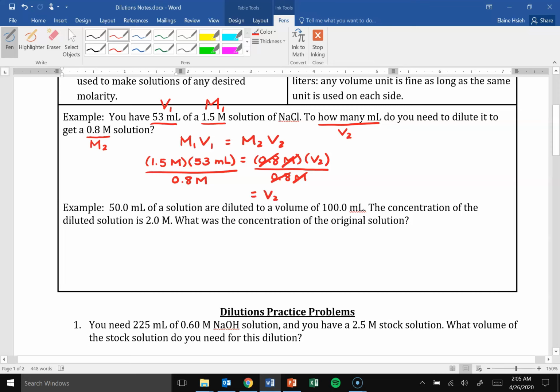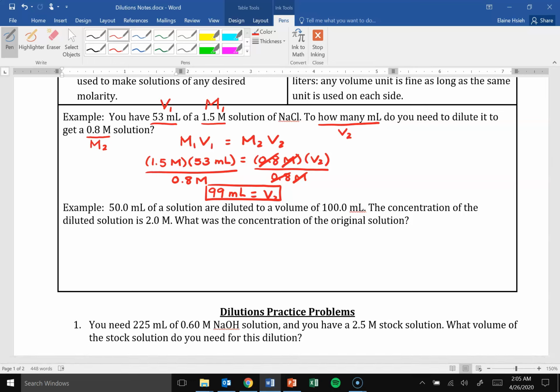And in our calculator, we're going to type in 1.5 times 53 divided by 0.8. And the answer is 99.375, and we are going to round that to the whole number, 99 milliliters, because V1 is rounded to the whole number.